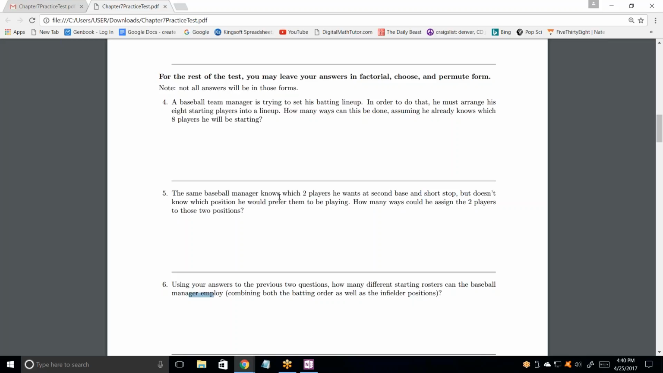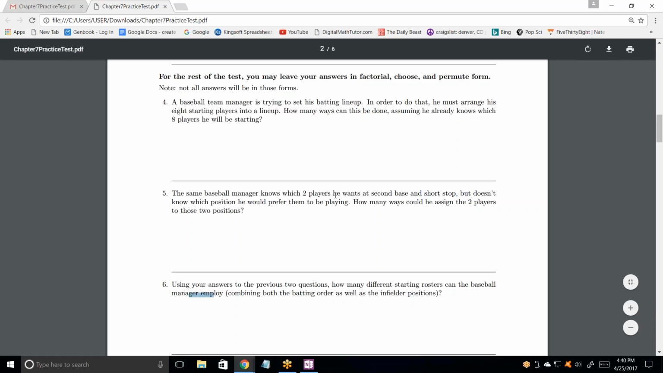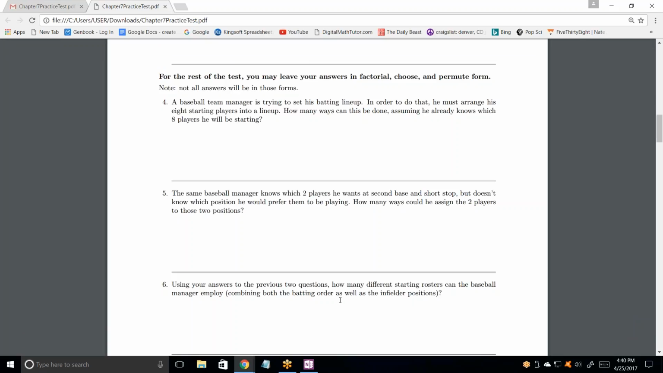But if the guy already knows that he wants 2 players playing 2 of those positions, well, then there's really only 6 other players. So I'm not sure why number 6 says use your answers to the previous 2 questions, because the answers were 8 factorial and 2. But it seems like the real answer to question number 6, well, maybe question 6 doesn't assume that he wants 2 players to play those 2 positions, but it has to. It's got to be 2 times 6 factorial.